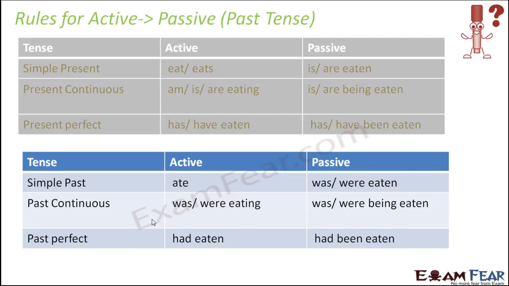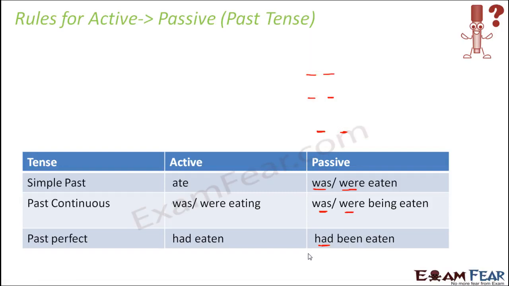Now just compare the past tense table with the present tense table. So you see here it was is, are eaten. So is, are gets replaced with was, were. Similarly in past continuous, it is was, were being eaten. So again is, are is getting replaced with was, were. Otherwise it is the same. Again in past perfect, you see it is had been eaten. So in present it was has or have been eaten. So that has or have is replaced with had been eaten. So the concept is exactly the same. It is just that is is replaced with was, are replaced with were, and has or have replaced with had. That is the only difference. Otherwise it is all the same.